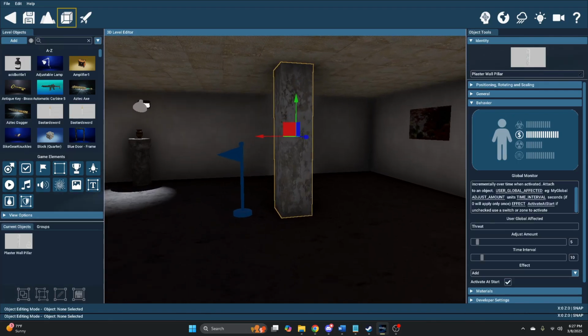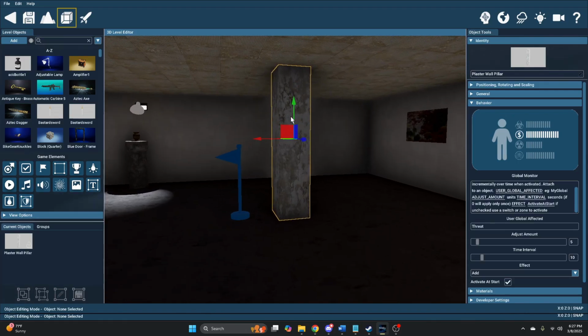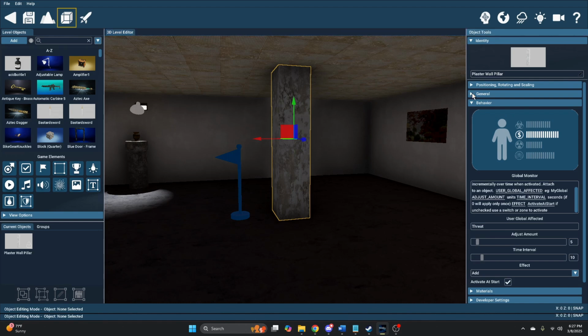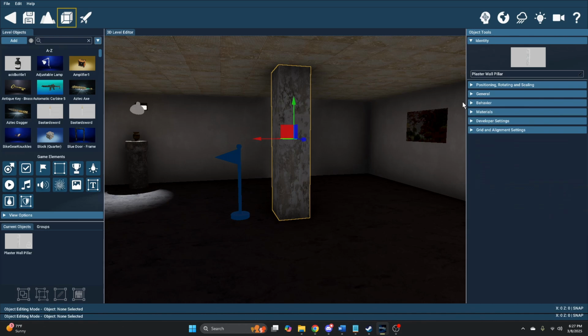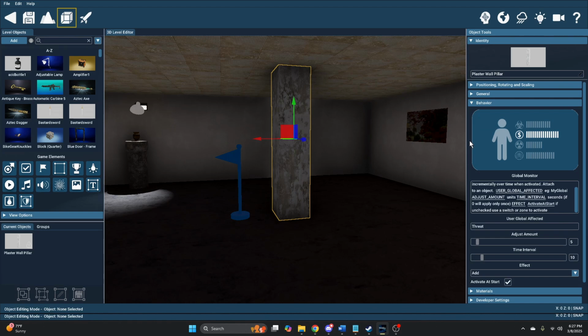So here is the global monitor behavior. It's assigned to this pillar here. It's what we call a global behavior, meaning it affects the entire level. You just apply it once and set it as always active. I've got this checked always active, and that way it doesn't stop running if you get too far away from the pillar. And then it just runs this behavior, which is global monitor.